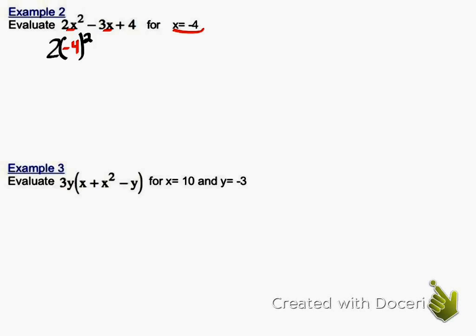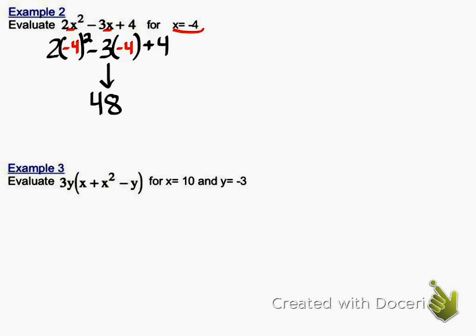So we're going to show our work on our paper, and then we'll use our calculator. 2 parentheses negative 4, close the parentheses, and square it. Minus 3 parentheses negative 4. So again, where I see x, I replace it with parentheses negative 4. And then, of course, plus 4. Now I can just punch this into my calculator, and voila, I'll have the answer of 48.